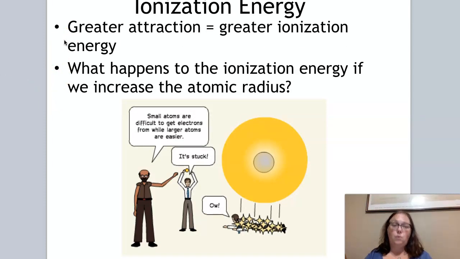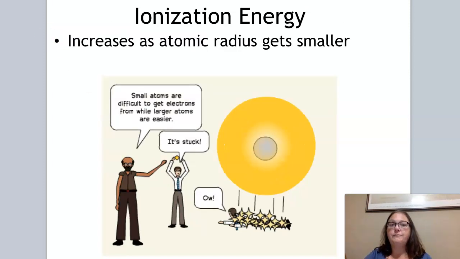So when we have a greater attraction and that electron is being held tighter, we have a greater ionization energy. If we increase the radius, we decrease the force of attraction, just like from that Coulomb's law thing, and that means that it's going to be easier to take an electron off. Larger radius, easier to take an electron off. It takes less energy to take that electron off.